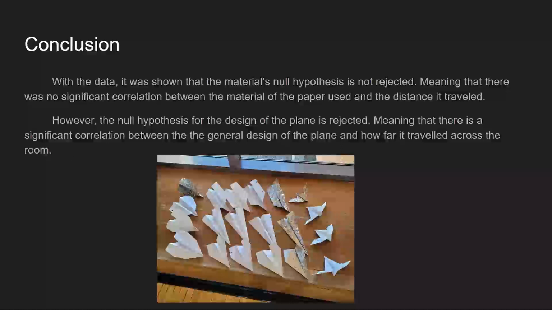This can also be seen with the raw data shown previously in the data analysis section, how even though all different types of designs of the planes use different materials, they all stayed relatively in the same range of flight distances. And below, you can see an image of all the different planes that we used throughout the experiment.